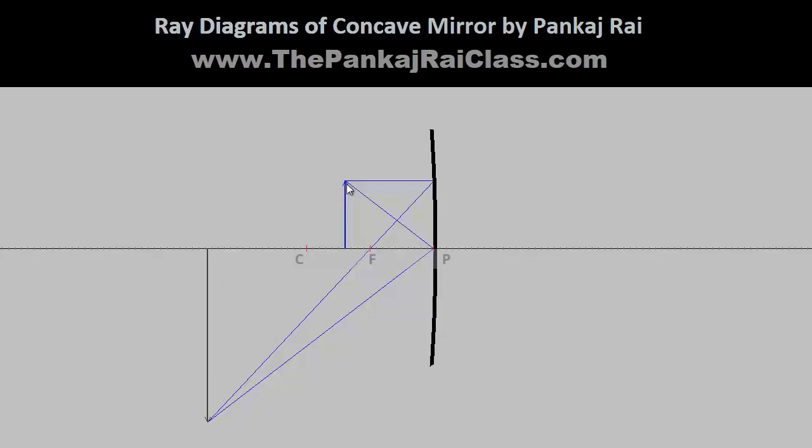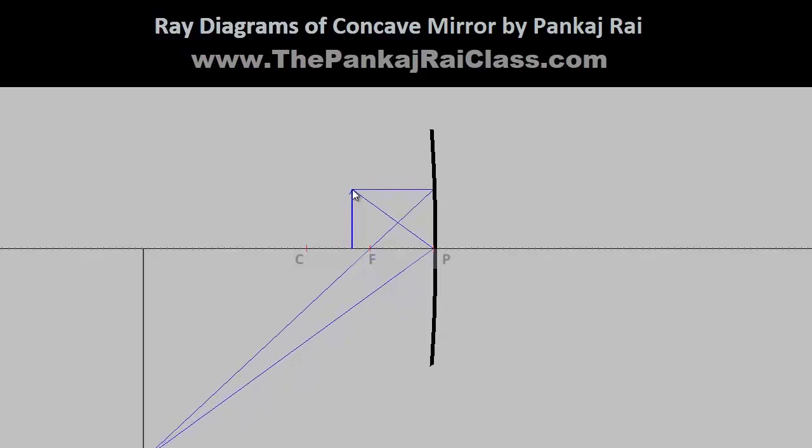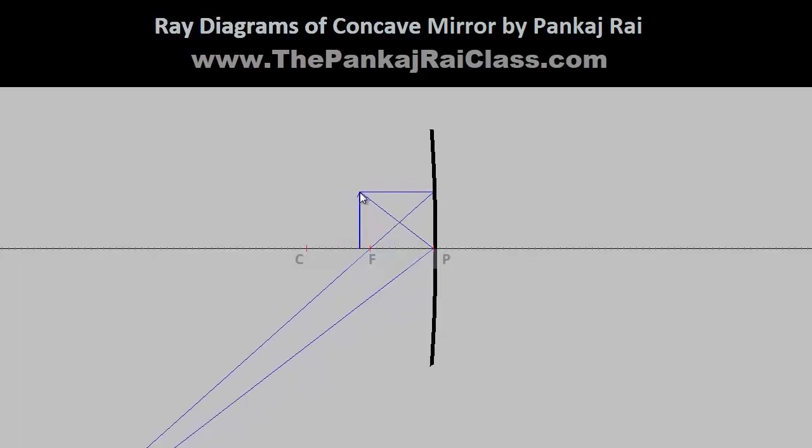Now if I keep on moving my object towards focus, the image will keep on increasing in size and it will keep on going towards the infinity. And when I'll reach at the focus, at that point of time, these two rays will become exactly parallel. That means the rays will be meeting at infinity and the image will be highly magnified and it will be formed at infinity. That is our fifth ray diagram, which says when the object is at focus, the image is at infinity. What will happen if I move my object towards the mirror?